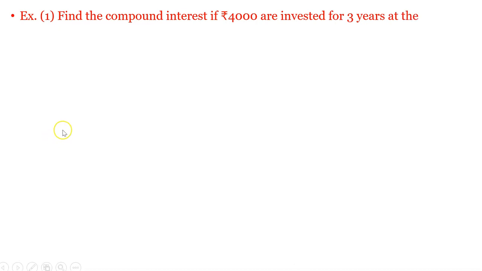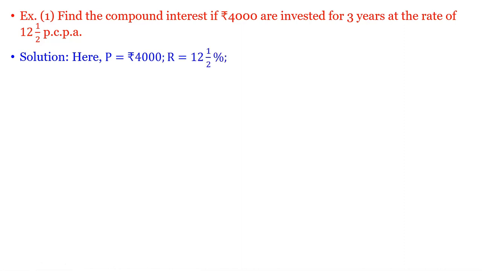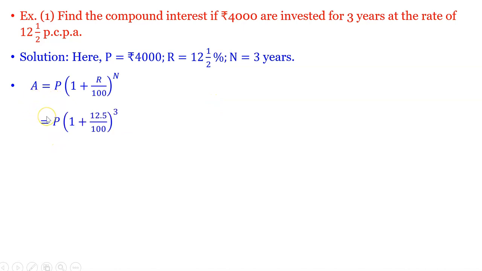Now we will solve the example. First example: find the compound interest if rupees 4000 are invested for 3 years at the rate of 12.5% per annum. Solution. Here P is equal to rupees 4000, R is equal to 12.5%, N is equal to 3 years. And here we use the formula A is equal to P (1 plus R upon 100) whole raised to N.